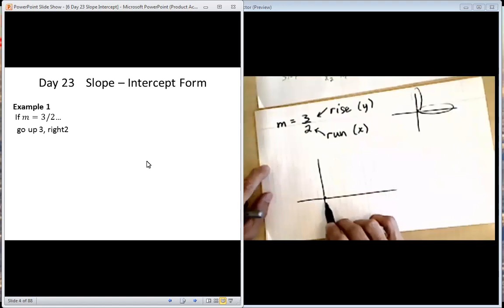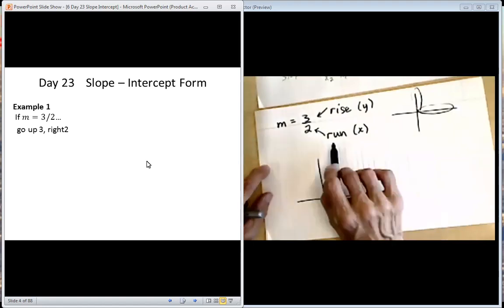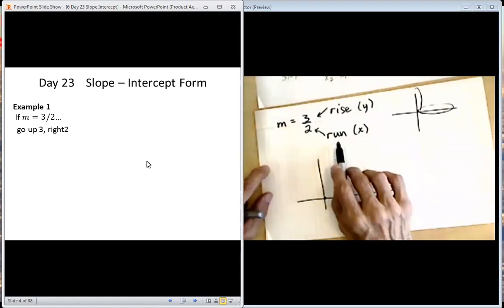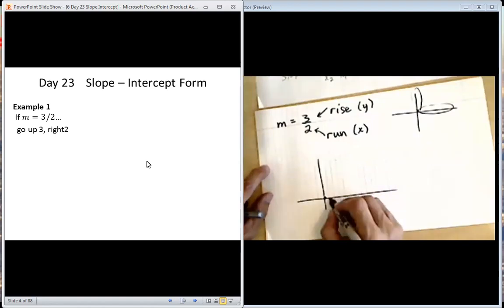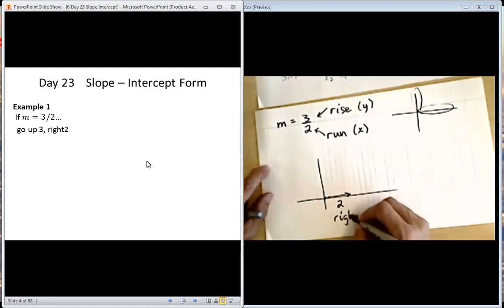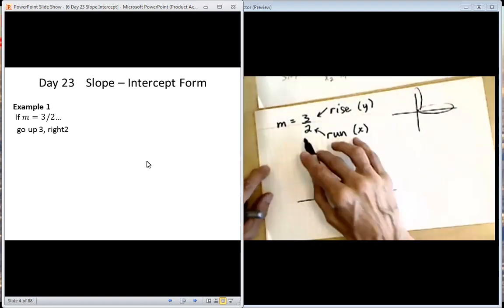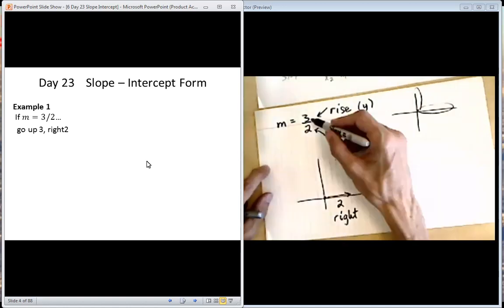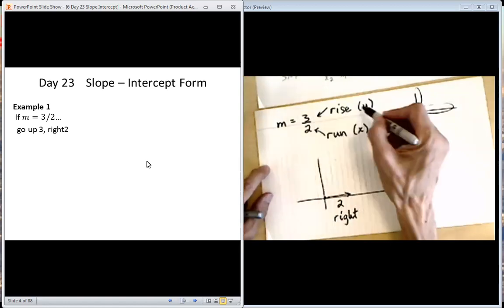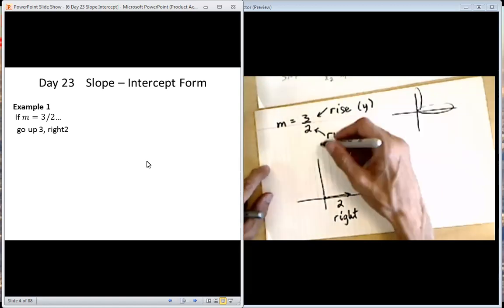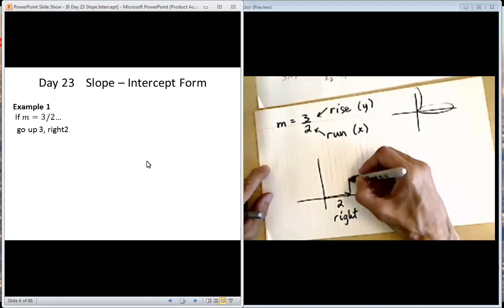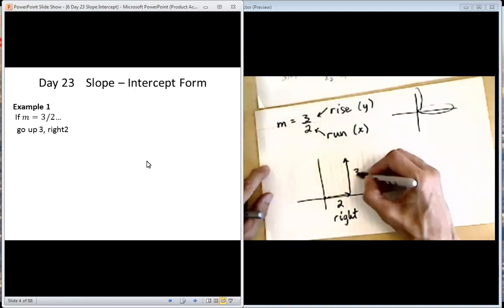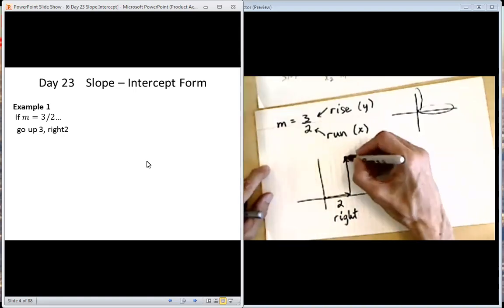Okay, so what can we do? We can look at our slope here, and in the run, we'll go 2 units to the right-hand side, because that value there is positive, so we're going to the right. And then we'll go 3 in the positive y direction, so that's up this way. So we go like that. 3. We end up there.